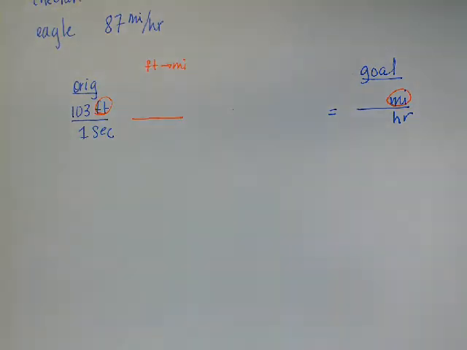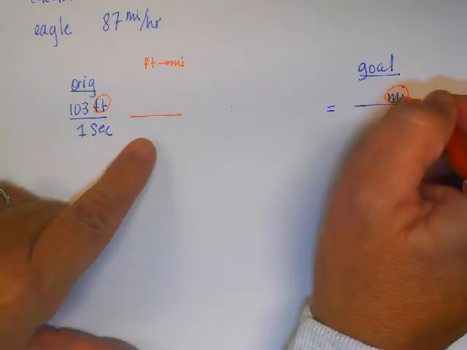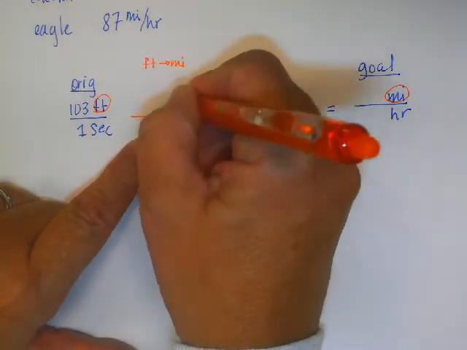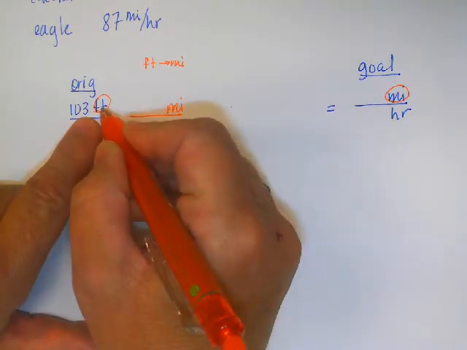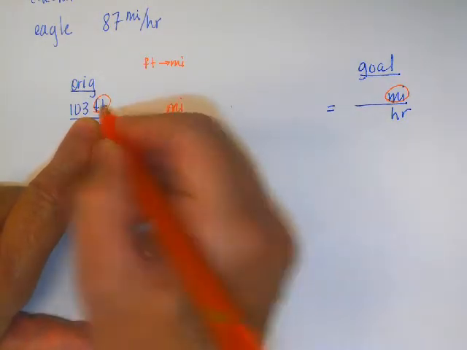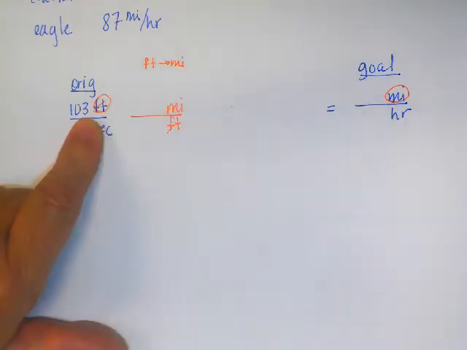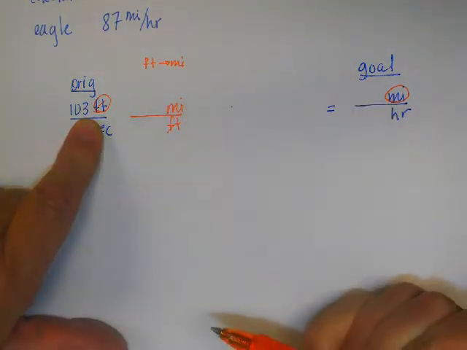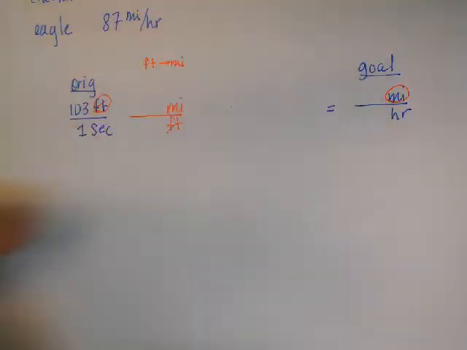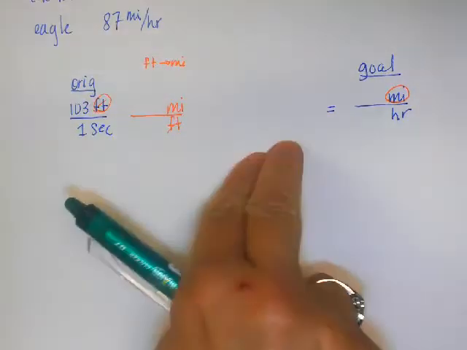And the way I decide which goes on top is I look at what I want in the end. Whatever I want in the end, the miles is on top in the end, so the miles has to be on top in my conversion factor. The feet is what I'm trying to get rid of. So to get rid of it, I'm going to put it on the bottom so that it cancels, just like we cancel numbers and fractions. Okay? And what I'll be left with is miles on the top. All right. And we'll put the numbers in a minute. I just want to see these conversion factors listed this way.